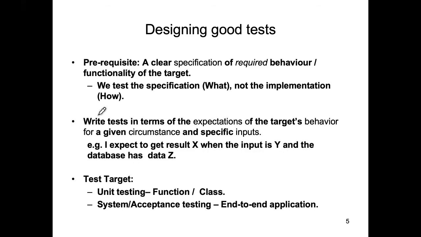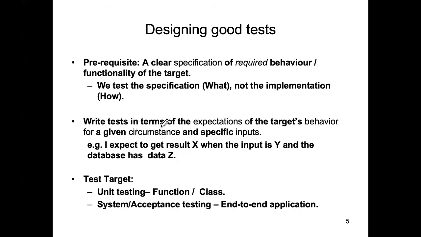So what does it say? Write tests in terms of the expectations of the target. The target is the piece of application software that you're currently testing. Again, this is another term that we use. The target's behavior for a given set of circumstances, or for given circumstances and specified inputs. So we've got the inputs to the piece of software, how we expect it to behave in terms of the response that it gives back to us, and that behavior in certain circumstances.